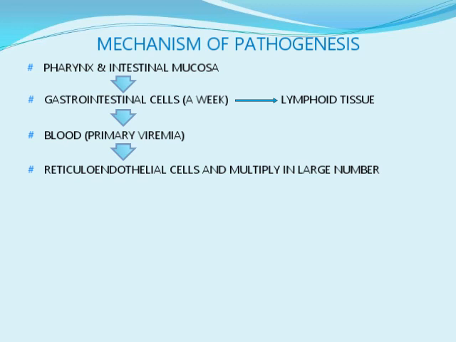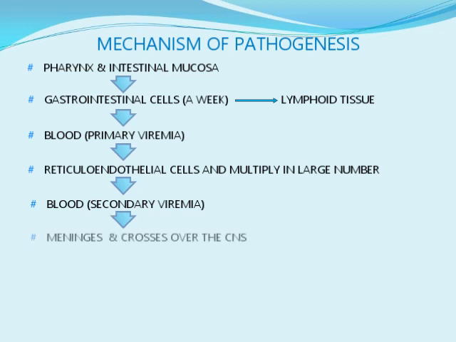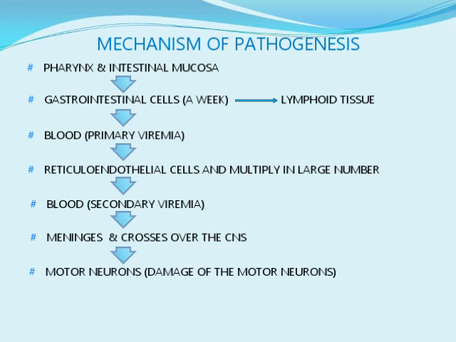Due to the increase in the number of the virus, it results in the spillage of the virus into the blood circulation, or the entry of the virus into the blood circulation for the second time, which is called as secondary viremia. And then from the blood circulation, the virus reaches the meninges. Meninges is the membrane covering the brain, and then it crosses over the CNS, central nervous system. Inside this, the virus multiplies in the motor neuron, specifically in the anterior horn cell.